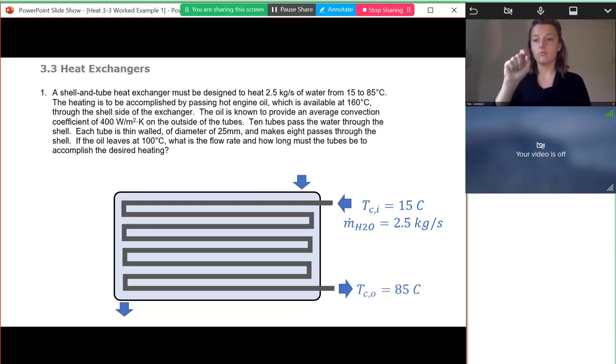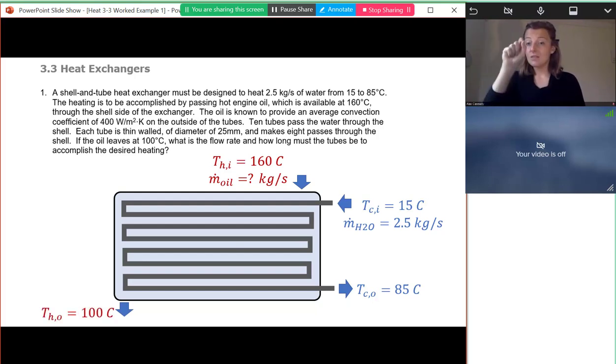And we're told the outlet temperature on the cold side. So it's always nice when we know at least one side. If we know everything on one side, then we can find the heat transfer. So here on the hot side, we're told the inlet temperature, but we don't know the mass flow rate. And on the outlet on the hot side, we're told the temperature, but we don't know the mass flow rate. So maybe you're already thinking, I can use a first law analysis on the whole heat exchanger, and all the heat that gets accepted on the cold side must have come from the hot side.